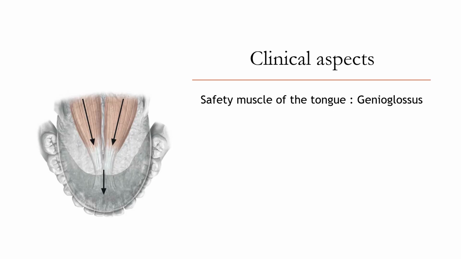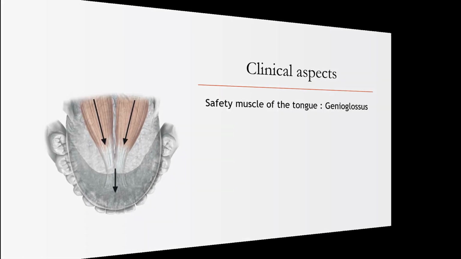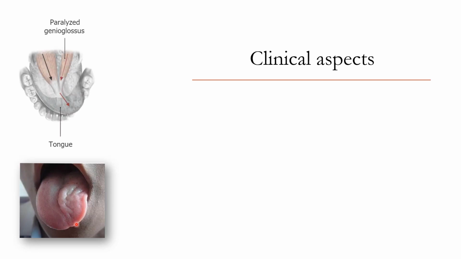Genioglossus is also clinically helping us to identify whether hypoglossal nerve is patent on either side or not. We test hypoglossal nerve by asking the subject to protrude the tongue out of their mouth. When they protrude, if tongue tip deviates to one side, that means genioglossus of that side is not acting. Deviation is because of push of normal side.